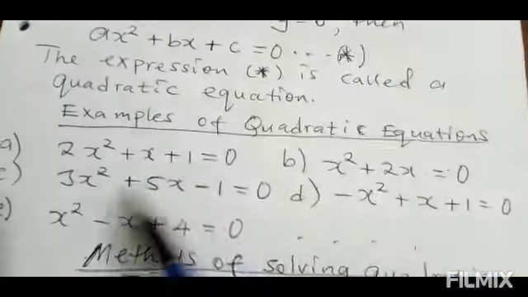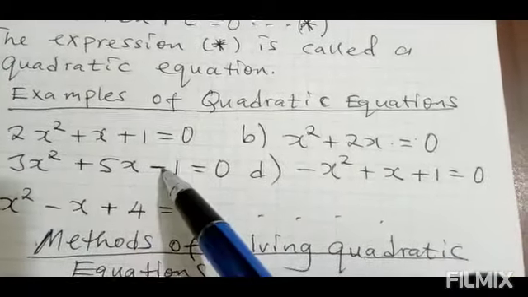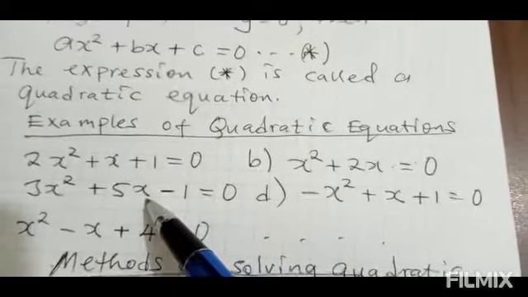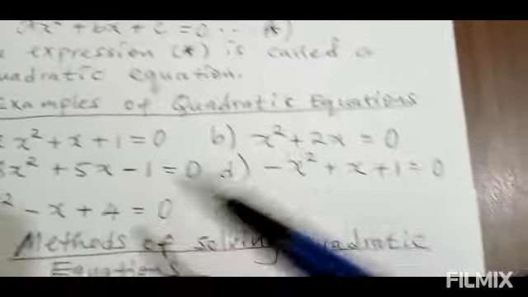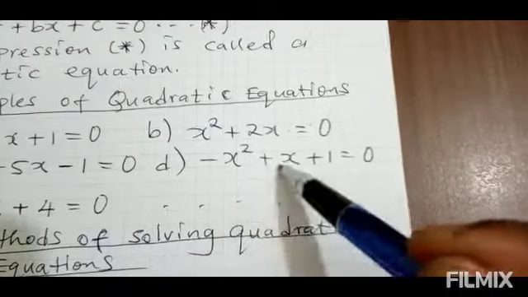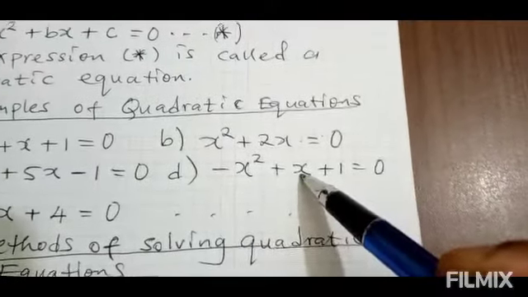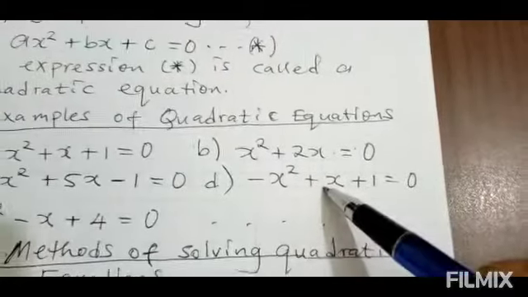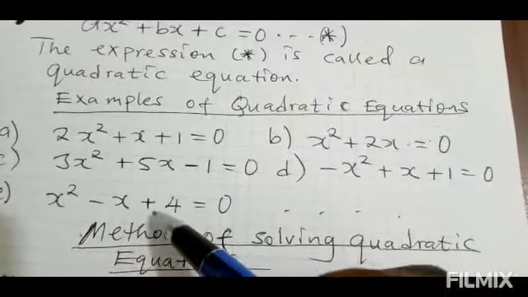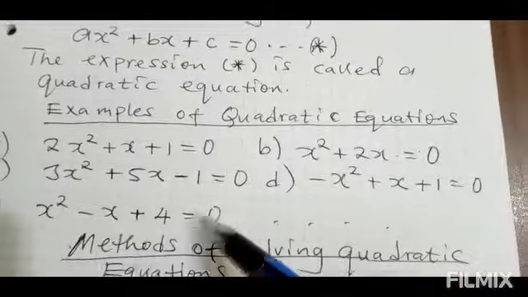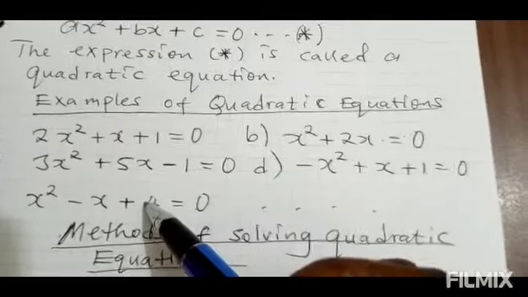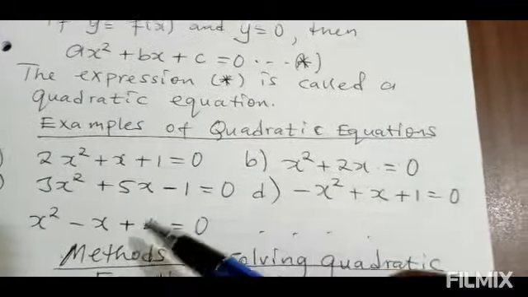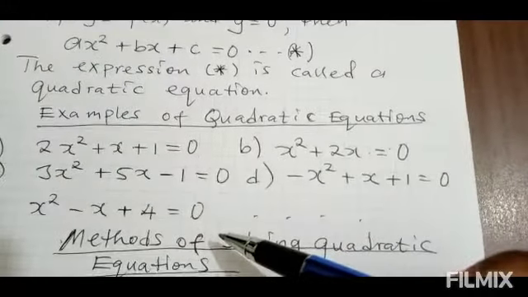Okay, then 3x squared plus 5x minus 1 is equal to 0. This is also a quadratic equation. A is 3 and b is 5 and c is negative 1. Then minus x squared plus x plus 1 is equal to 0. This is also a quadratic equation. A is negative 1, b is 1, and c is 1. Then we have x squared minus x plus 4 is equal to 0. This is also a quadratic equation. A is 1, b is negative 1, c is 4. Okay, and so on and so forth. These are a few examples of quadratic equations.